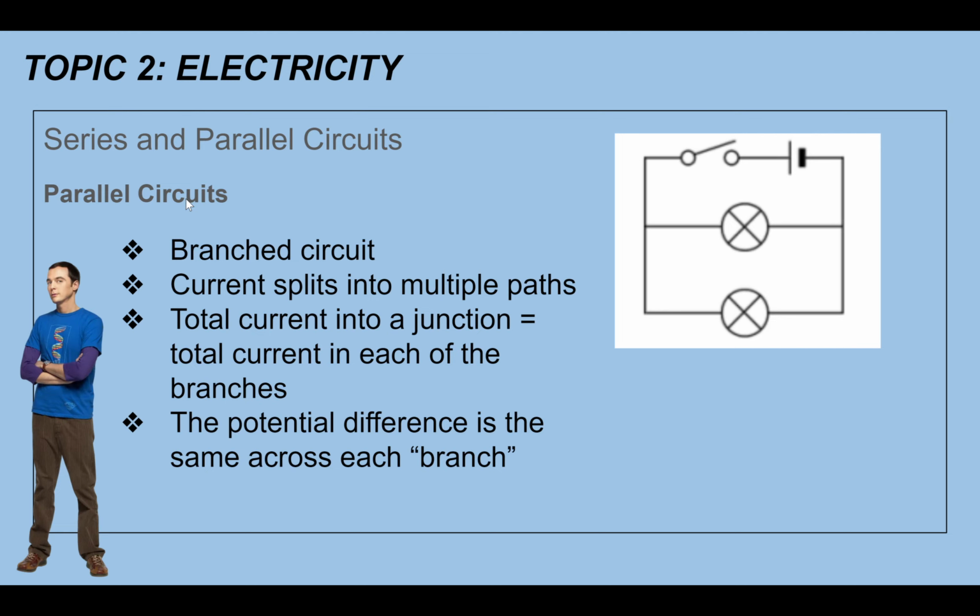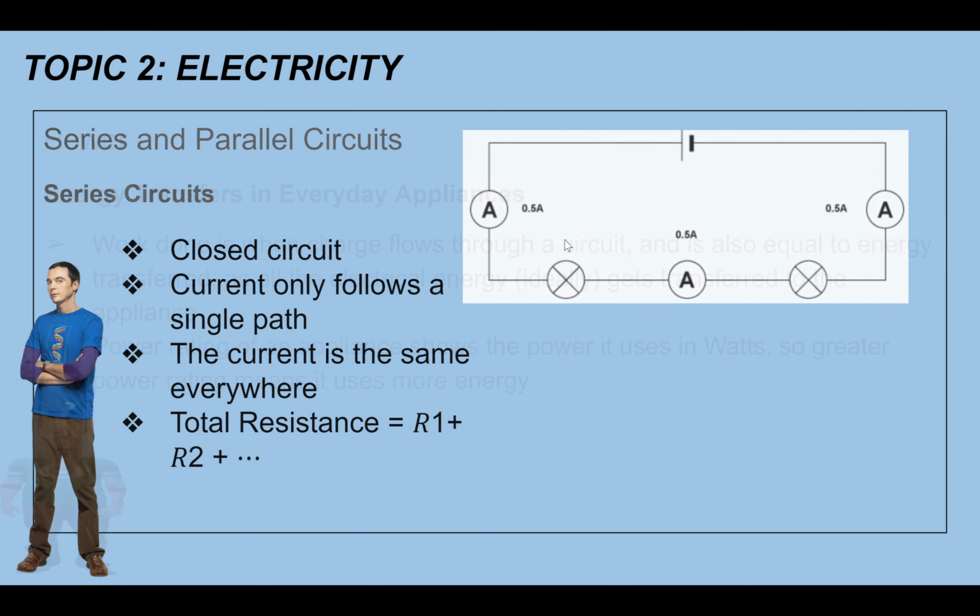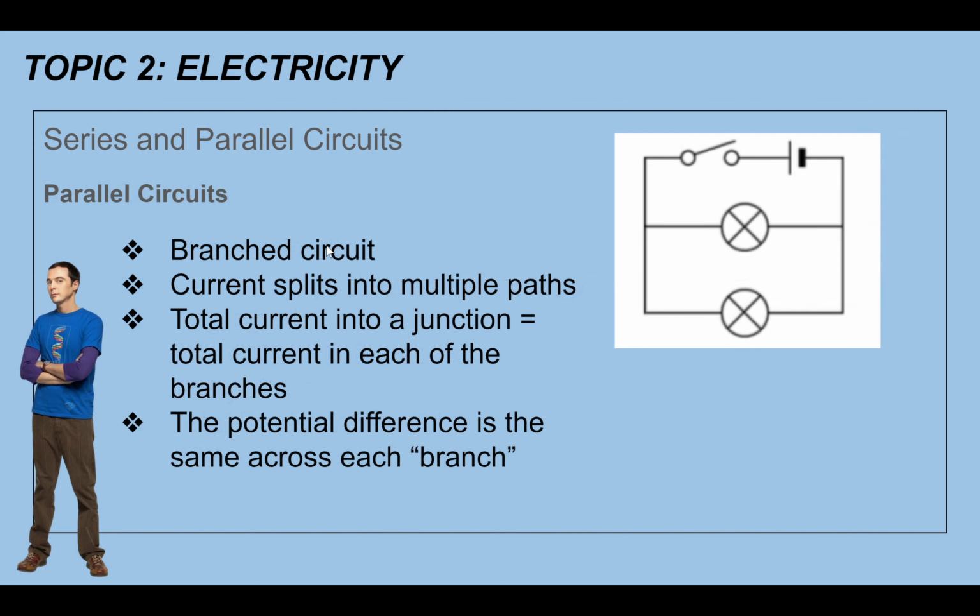So parallel circuits, as we can see, there's another layer compared to here. It's a branch circuit. Current splits into multiple paths. Total current into a junction equals total current in each of the branches. The potential difference is the same across each branch.